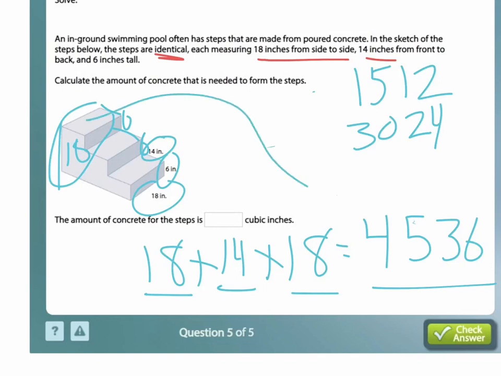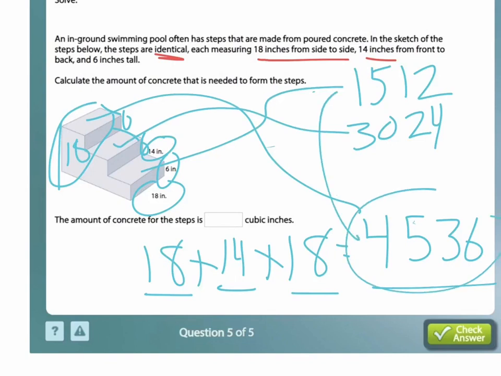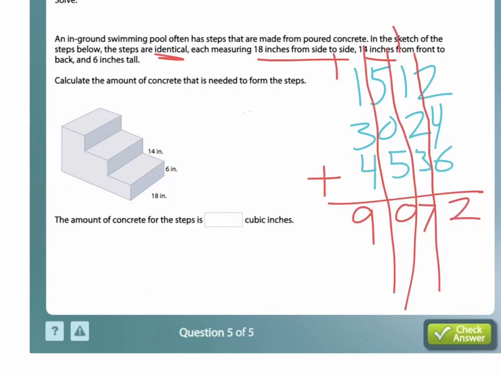So the volume of that third step is that, the volume of the second step is that, and the volume of the first step is that. If you notice, this volume is 3 times that volume. So when you add up all those, you're going to get the total volume of the steps. And when I add up the 3 different parts here, I get a total of 9,072 cubic inches.